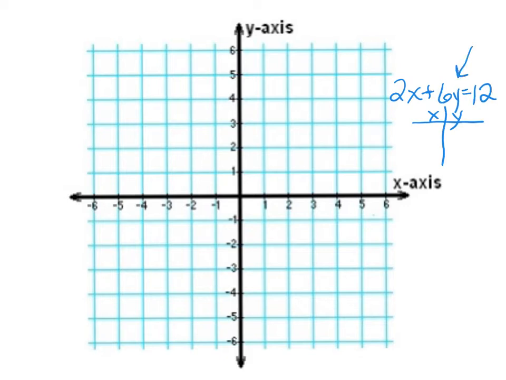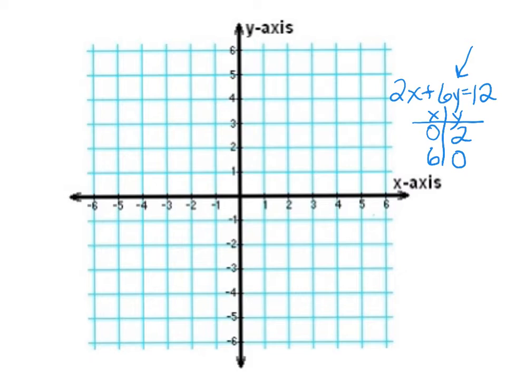If I wanted to go through and solve that, the first thing I would do is let x equal 0. As soon as I let x equal 0, that 2x is out of the equation. So I have 6y is equal to 12, which means y is equal to 2. Then I would let y equal 0. If I let y equal 0, the 6y is out of the equation. I have 2x is equal to 12, so x is equal to 6.